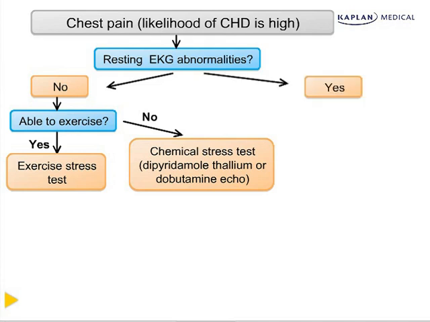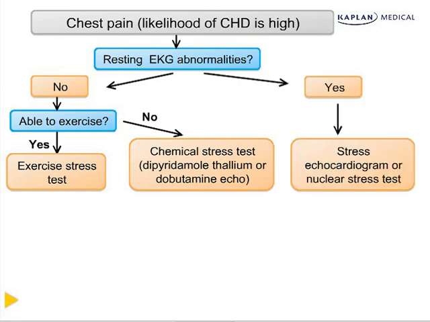Now, if there are resting EKG abnormalities, we can't read the EKG for ischemia. We have to do a stress echo or nuclear stress test to be able to tell us whether or not somebody has ischemia. So if you have an EKG that's unreadable, then we find a different way to look at the heart with the stress echo or a nuclear stress test.